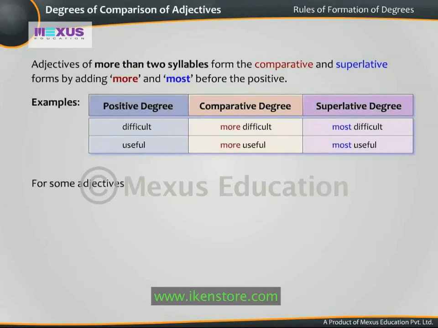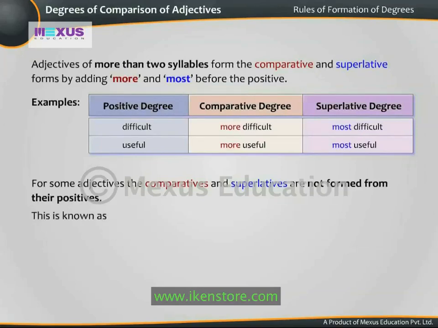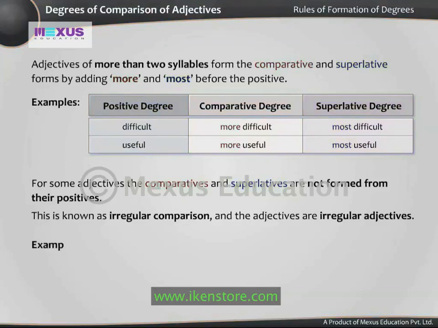For some adjectives, the comparatives and superlatives are not formed from their positives. This is known as irregular comparison, and the adjectives are irregular adjectives. Take a look at the following examples.